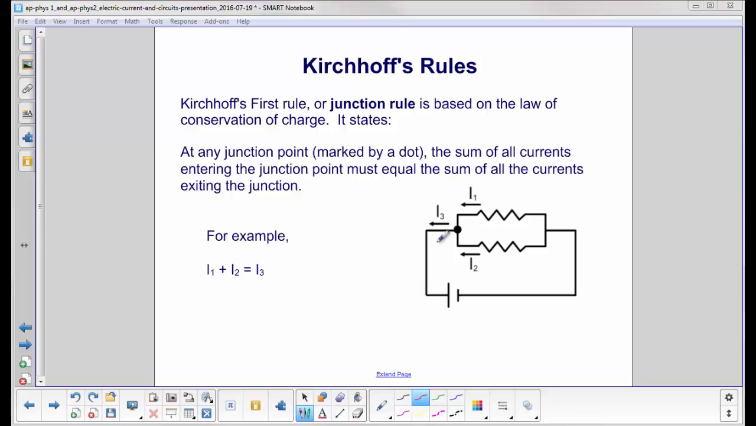Kirchoff's first rule, or the junction rule, is based on the law of conservation of charge. It states that at any junction point, which we represent here by a dot, that's where two pieces of the circuit come together and leave as one, the sum of all the currents entering the junction point must equal the sum of all the currents exiting the junction. So whatever charges are coming in here, they all have to leave together. So for example, I1 plus I2 has to equal I3.